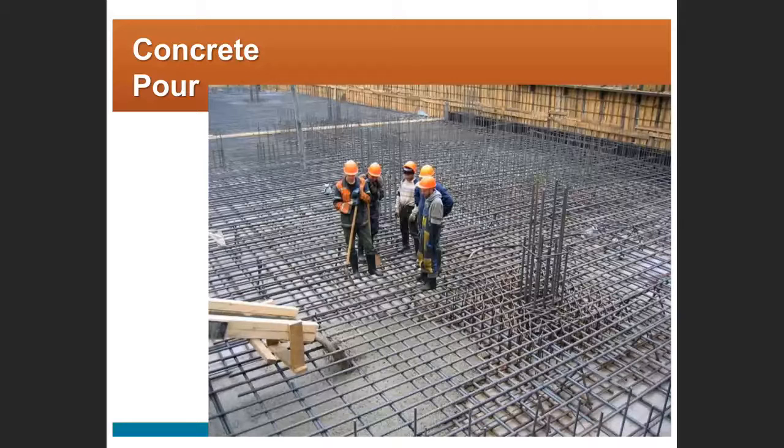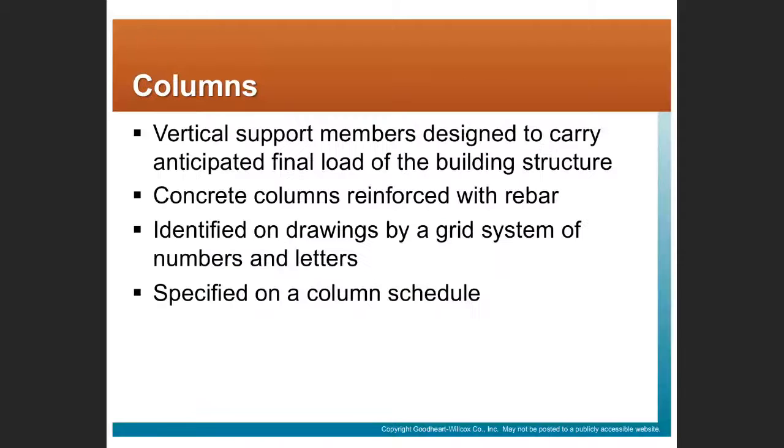So again, combination of formwork, reinforcement, and concrete. As you remember, concrete can have a variety of properties, compressive strength, et cetera, depending on the characteristics of that mix. Right, so the columns in a structural system, they're the vertical members, right? The beams and girders are horizontal members. The vertical members are columns. They're designed to carry the load of the structure.